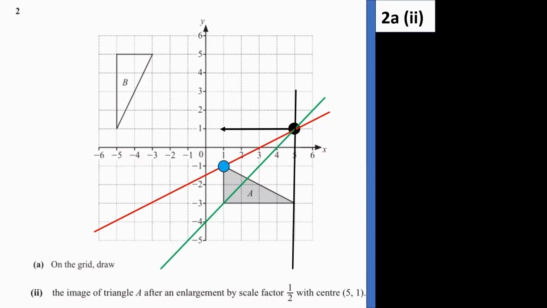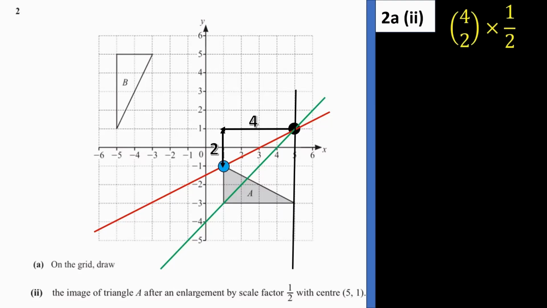How do we calculate the distance? We run a horizontal line from the center of enlargement, and we run a vertical line from where the horizontal line stops down to where we have the blue point. So from the center, we have 4 boxes running horizontally, and then we have 2 boxes running vertically. So we can put this in the form of a column vector, and that gives us the component 4 for the x, and for the y component we have 2.